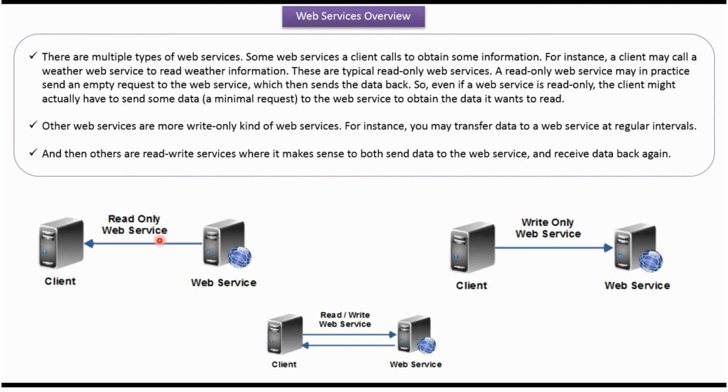There are multiple types of web services, and the first one is the read-only web service. Here you can see the server which exposes a web service, and it is a read-only web service. The client sends a request to the web service to get some information. For example, we can take a weather web service, and the client sends a request to the web service to get the weather information.